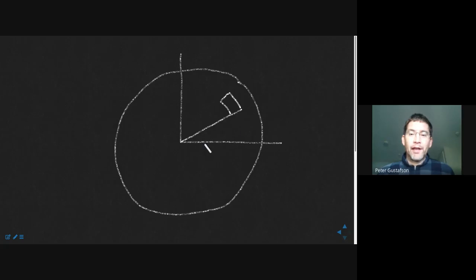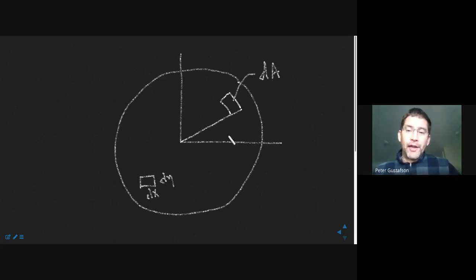And what we're going to find here is that if this is our new dA, by contrast to the dA we had before, which was going to be dy and dx, if we switch into an r theta coordinate system, we want dA to be expressed in terms of r and theta.